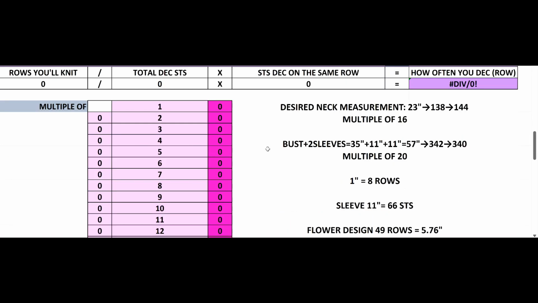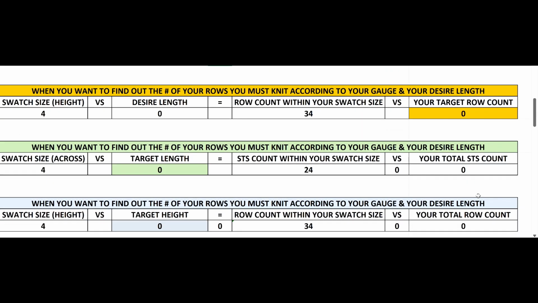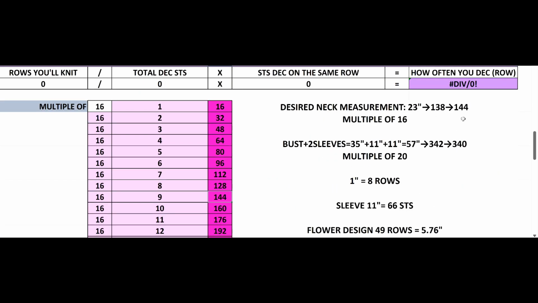Let's go down. Right here, multiple of whatever the number. So I want you to put 16 because I want you to have the number with the multiple of 16. Let's find out right here. 144. Well, 128 or 144, but I'm going to go with 144. This is the closest number for the math I just did, 138. Okay, this is the cast on number, because it has to be a multiple of 16.